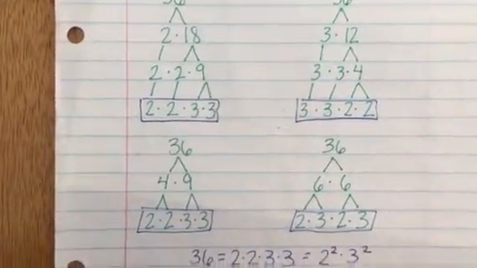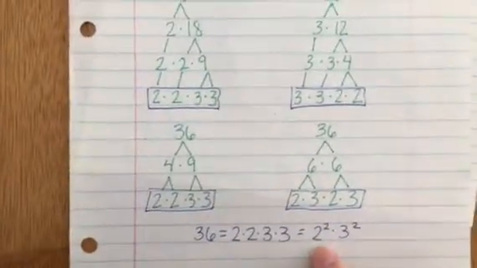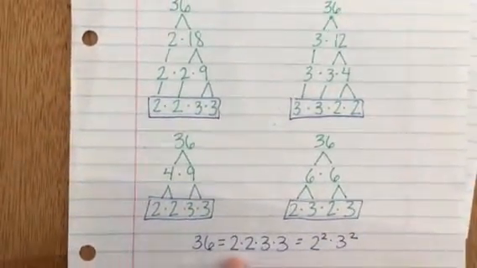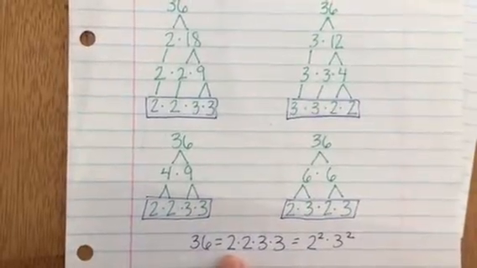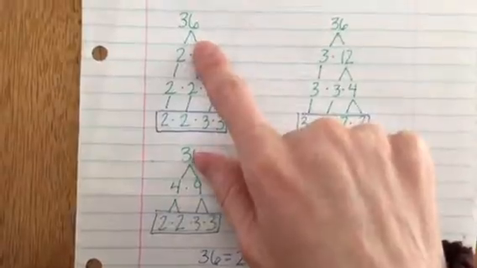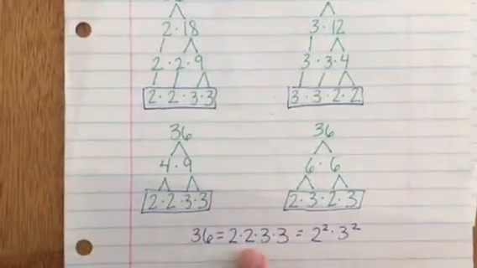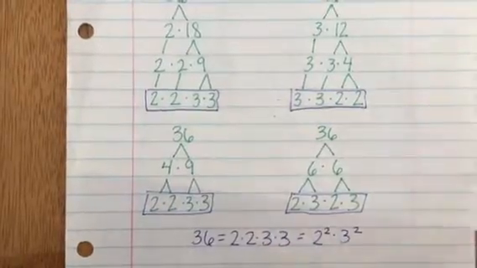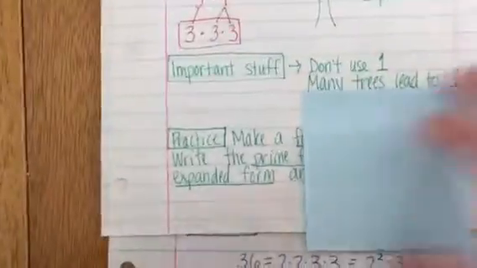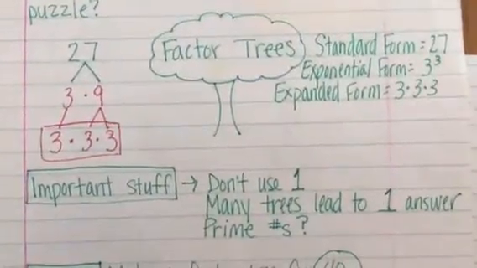So that's why it's important when you write your final answer to either put your answer in exponential form or write your factors in order from smallest to largest. So no matter which factor tree you would have created for the number 36, you should have 2 times 2 times 3 times 3.